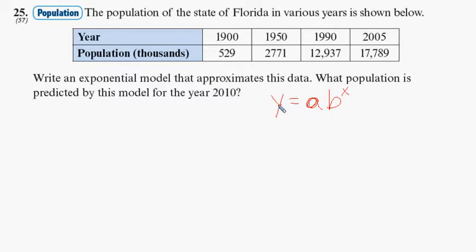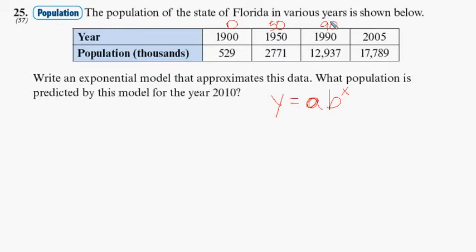So we have to find out what the value of A is and what the value of B is. It's a good idea to start out by finding A first. And what we're going to do is, since we don't have any data before 1900, let's just call 1900 time 0, okay? So this would be after 50 years, this would be after 90 years, do you follow?